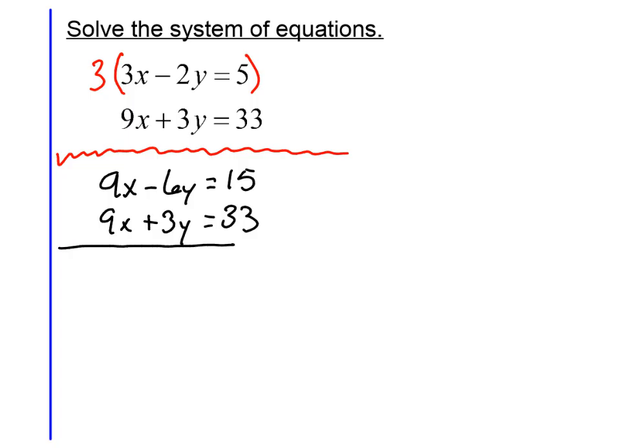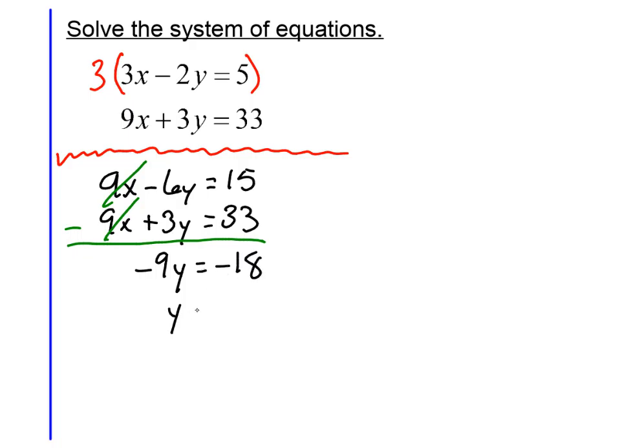Now I'm ready to combine my two equations. If I were to add these equations, 9x plus 9x doesn't make 0. So I'm going to choose this time to subtract my equations. 9x minus 9x will make 0. Negative 6 minus positive 3 equals negative 9y. 15 minus 33 is negative 18. Divide by negative 9, and I get positive 2.